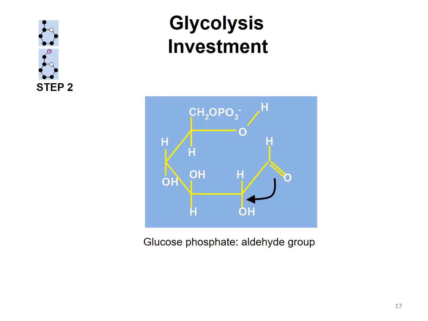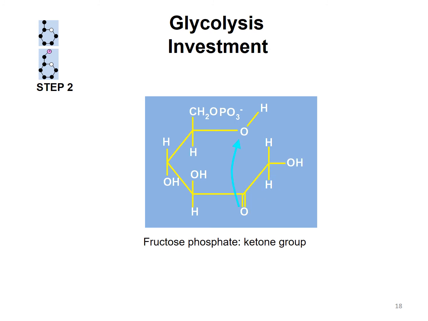So to catalyze this reaction, the enzyme needs to first open up the ring structure, exposing the aldehyde functional group of the G6P. Then it catalyzes the transfer of electrons to carbon number 2, forming a ketone group at carbon number 2.